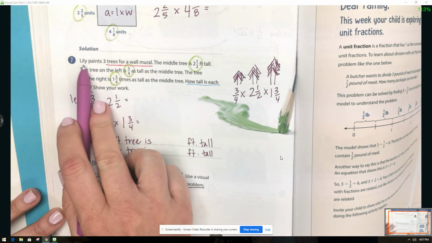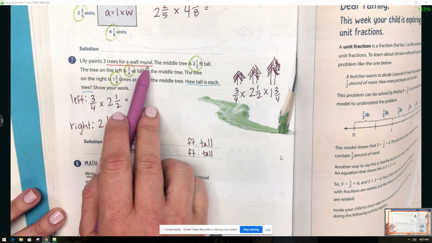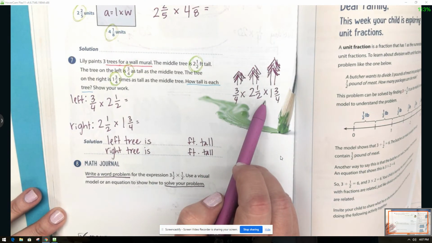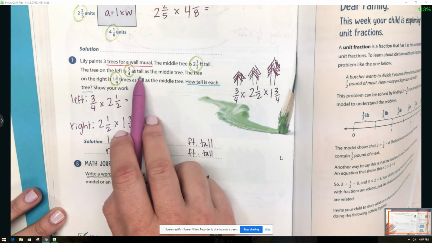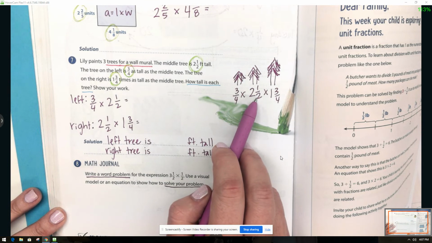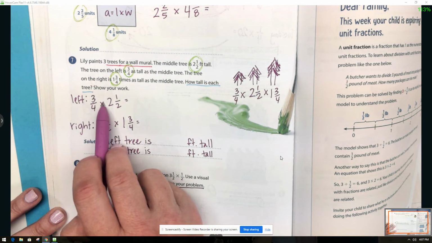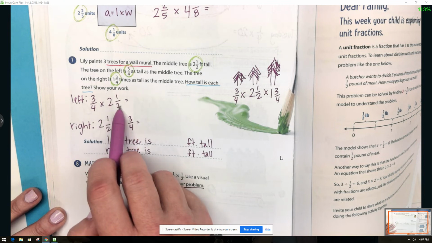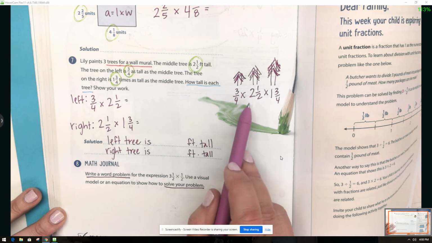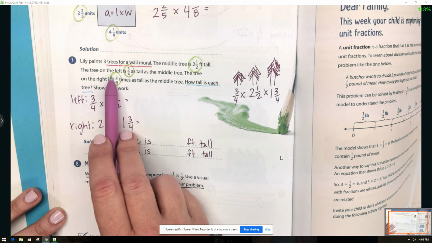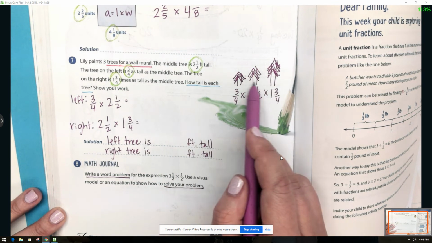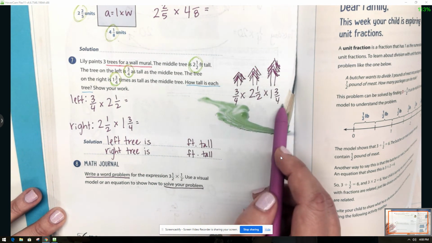Number 7 says, Lily paints 3 trees for a wall mural. I drew the 3 trees here for you. The middle tree is 2.5 feet tall. The tree on the left is 3/4 as tall as the middle tree. So the left tree is 3/4 times 2.5. Remember, you'll need to change 2.5 to an improper fraction to do the math, to multiply the numbers. The tree on the right is 1 3/4 times as tall as the middle tree. So this tree over here is 2.5 times 1 3/4.